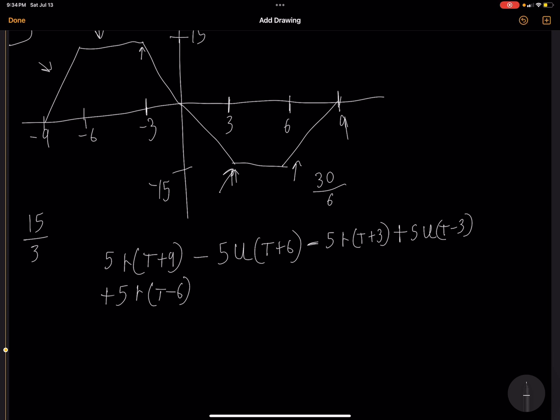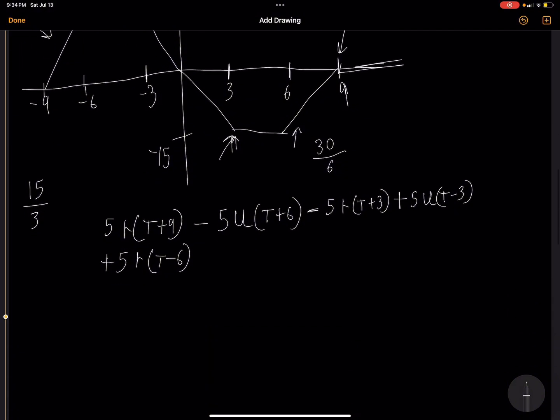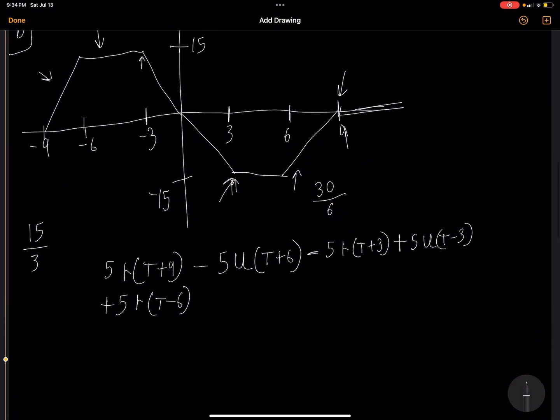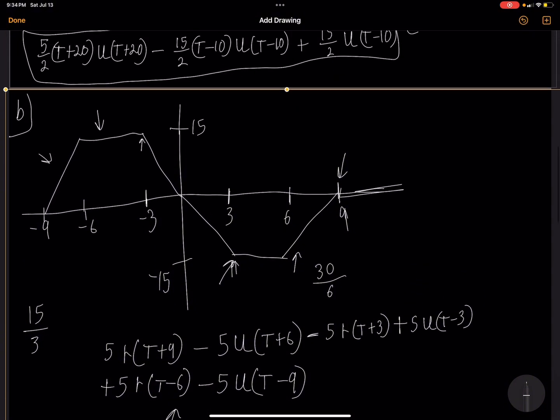And from this point, we need to flatten out. So we need to turn off the ramp, or the slope. So we need to negate it with a negative 5 unit step, and that starts at t minus 9. Okay, and that is that. Now we need to convert this to unit step. So yeah, this is what we did. Let's go through it all.